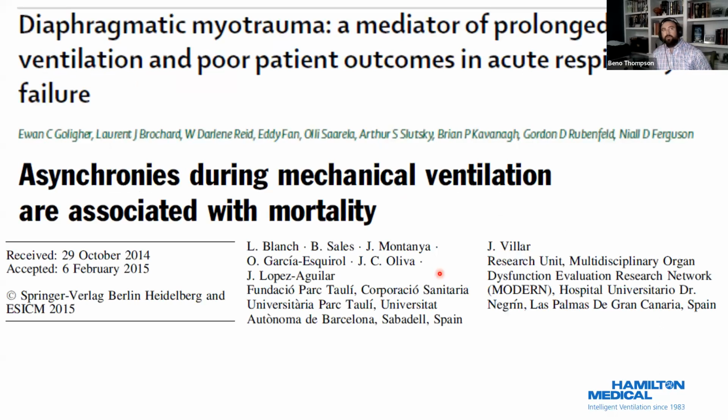And where this comes from, one of the main ones is this study done by Gallagher, where they pretty much came up with this term called myotrauma. Essentially, myotrauma is diaphragmatic failure. And what they found was with a very high asynchrony index, patients would overwork their diaphragm, and then it would become non-functional, and they'd have to be trached and sent to rehab because of this.